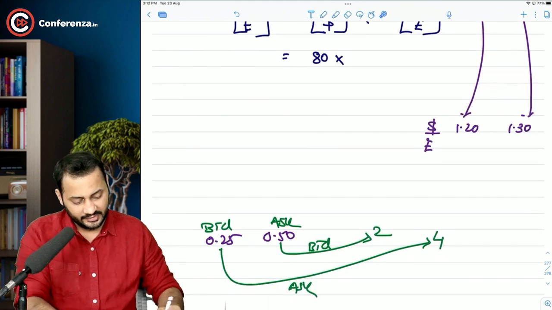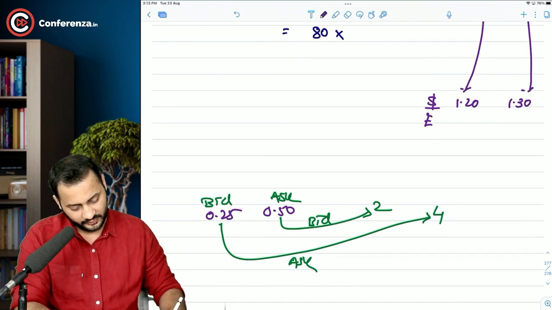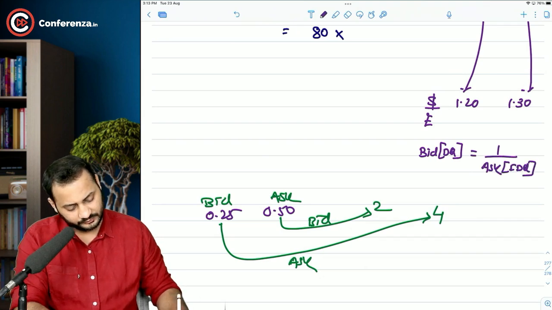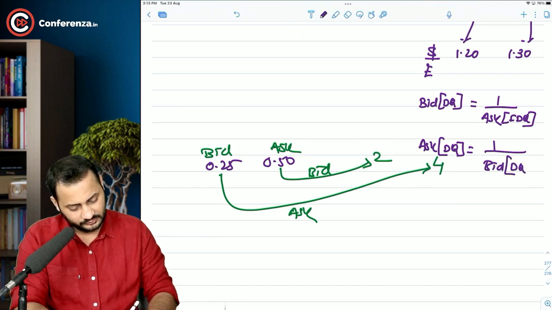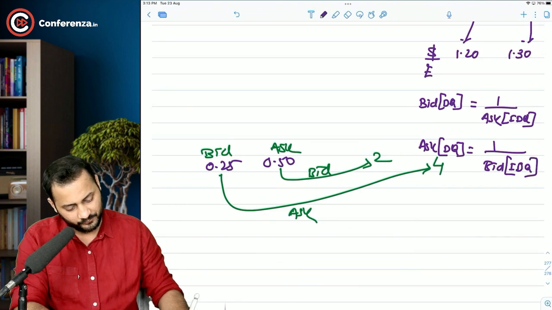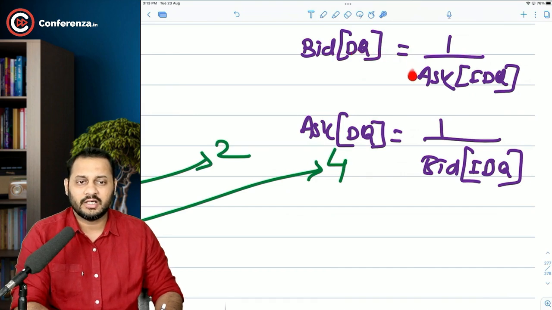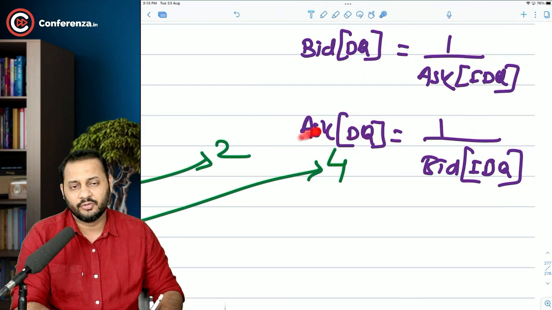So simply speaking, can I write down one simple formula to remember forever? Bid of the direct quote becomes ask of the indirect quote, and ask of the direct quote becomes 1 by bid of the indirect quote. Simply. So you need to remember this forever. Bid of the direct quote becomes ask of the indirect quote, and ask of the direct quote becomes bid of the indirect quote. So this is going to be true.